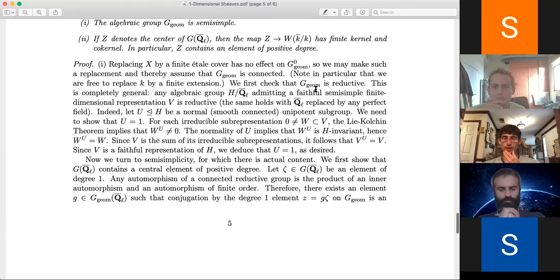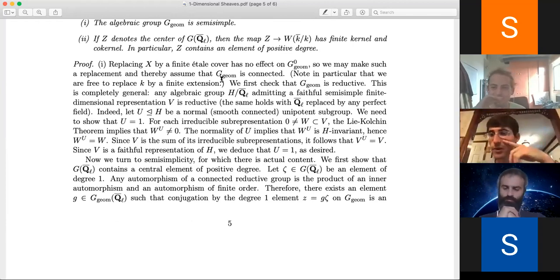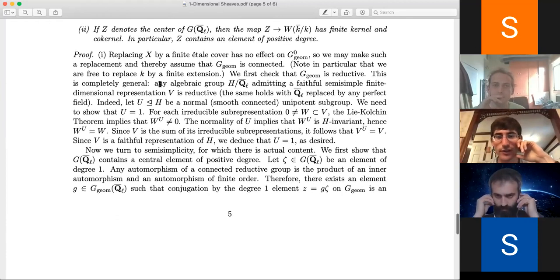So we first check that the geometric monodromy group is reductive. To be semi-simple, what does it mean to be semi-simple? It means you're reductive, and a bunch of equivalent definitions. I'll give the definition of semi-simple when we come to it. But one of the conditions to be semi-simple is that you in particular have to be reductive. And this is a totally general fact having nothing to do with our particular situation.